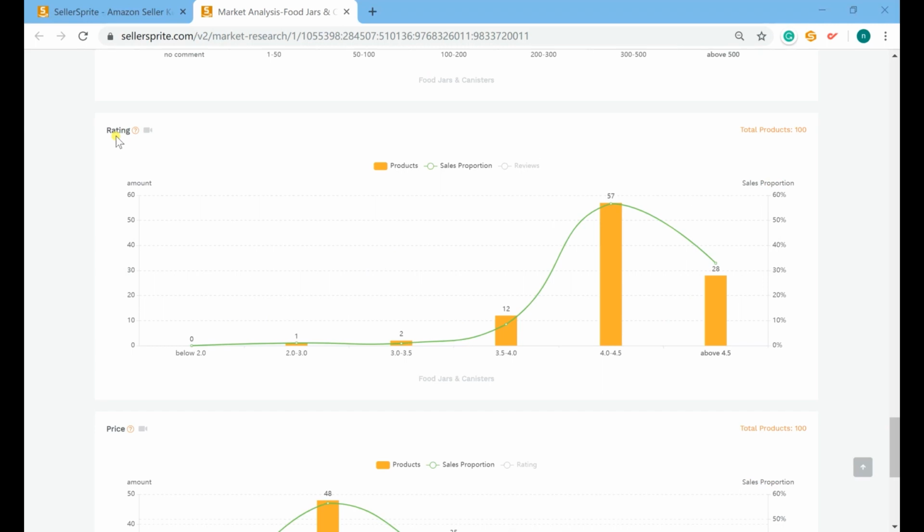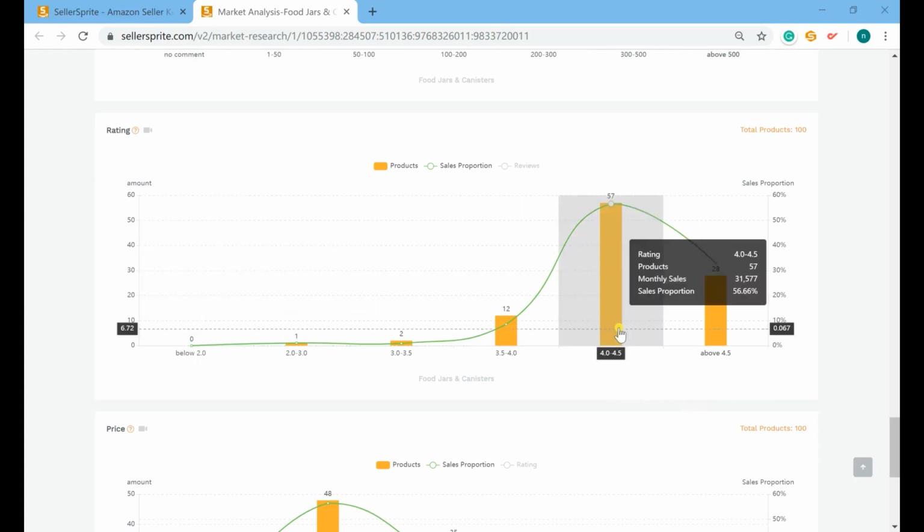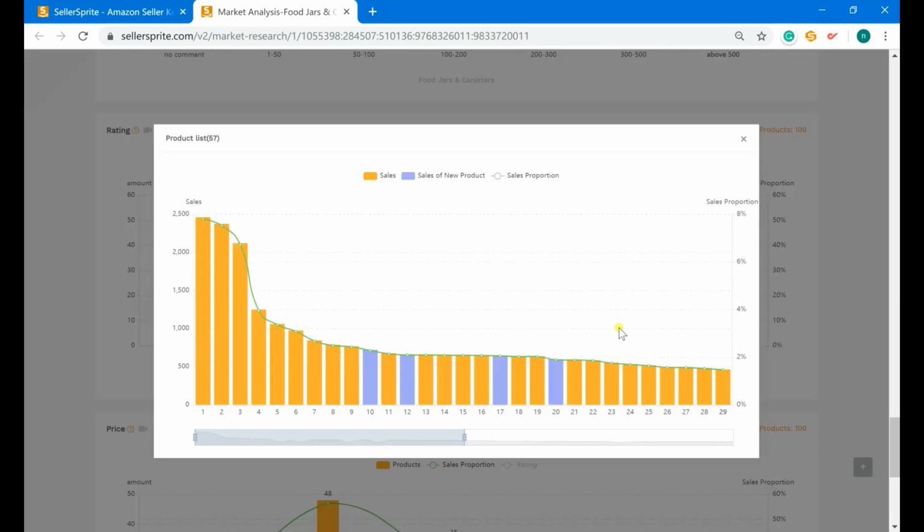Rating. Most of the products in this market have a review rating of 4 stars or above, and they occupy the highest market share as well. It means that this is a market with high customer satisfaction, small upgrade space, and low after-sales cost, which is suitable for small and medium sellers. You can read both the negative and positive reviews to find the customer's pain points.